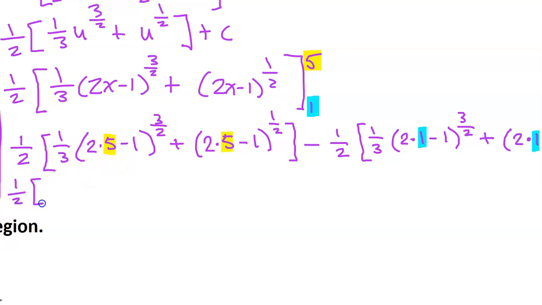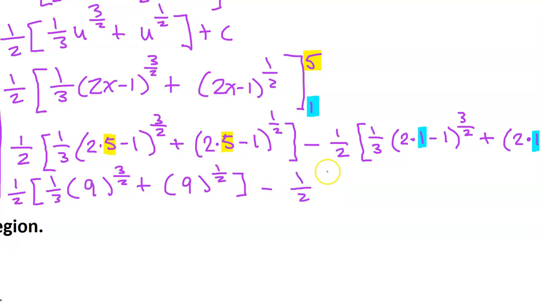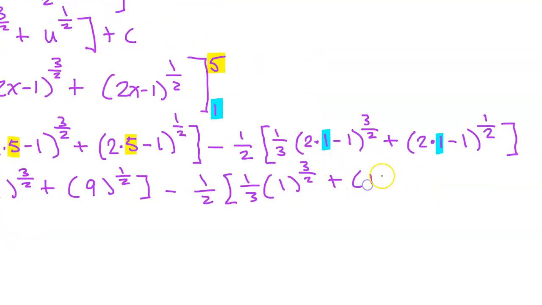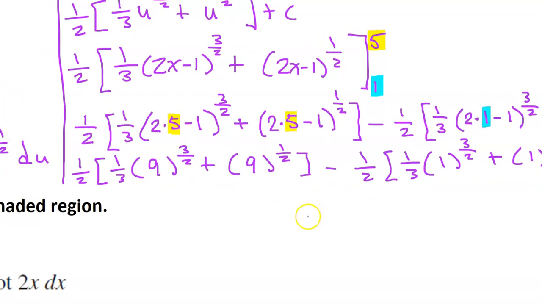So I've got 1/2, and then I've got 1/3 times. This will be 10 minus 1, so that'll be 9 to the 3/2 power. And this is 9 to the 1/2 power minus 1/2 times 1/3. Okay, and this is just 2 minus 1, so that is 1 to the 3/2 power, and then plus 1 to the 1/2 power. So it seems like this will simplify pretty nicely.